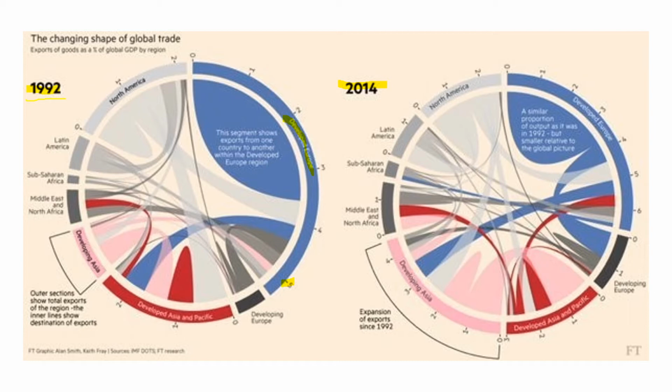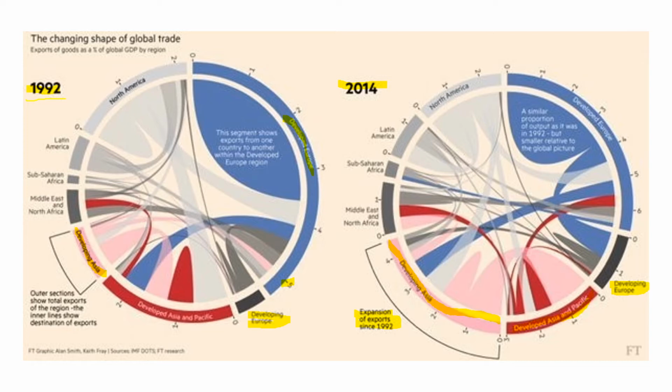We can then see relatively small amounts of exports coming from the developing countries in Europe, so Eastern European countries predominantly, and developing Asian countries as well. And then again, some smaller contributions from other countries. If we fast forward to 2014, what do we note? Well, in particular, this big chunk here of exports coming from developing Asian countries. So a big expansion of exports since 1992 from these countries. We can see developing Europe has also increased its scale of exporting, as well as developed Asian and Pacific countries.